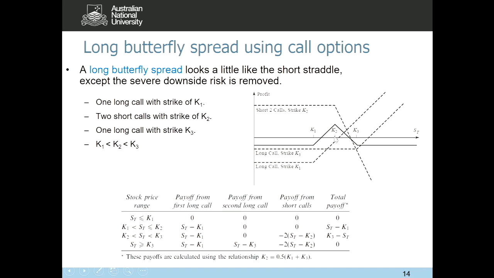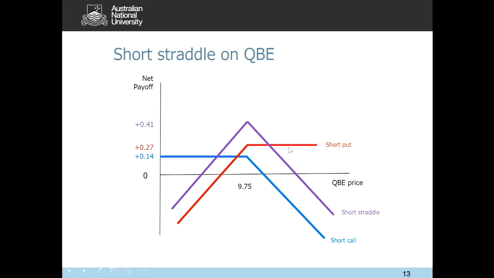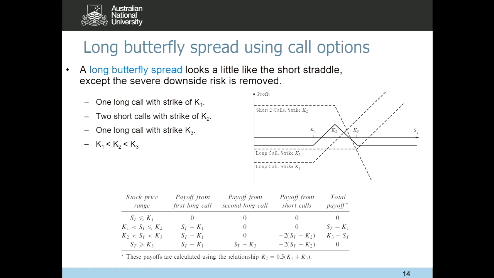In other words, if we analyze this diagram, if the share price finishes right in the middle, at K2, the maximum amount of gain we're going to get is the net setup cost. However, the maximum amount of loss that is going to happen to us is capped at the two sides. So that's the advantage over the short straddle. Does it make sense? The long butterfly.